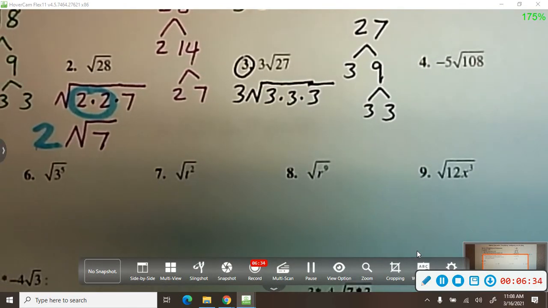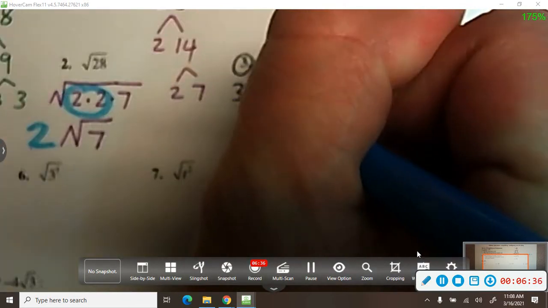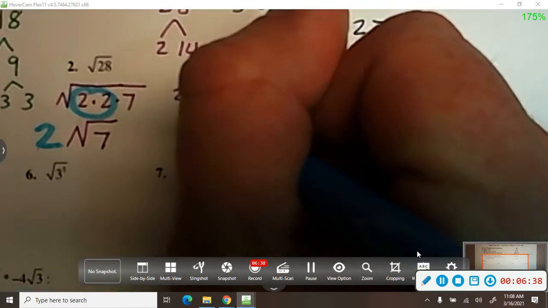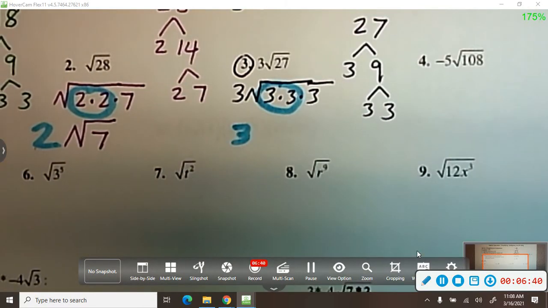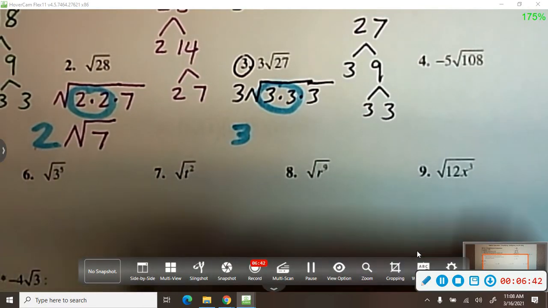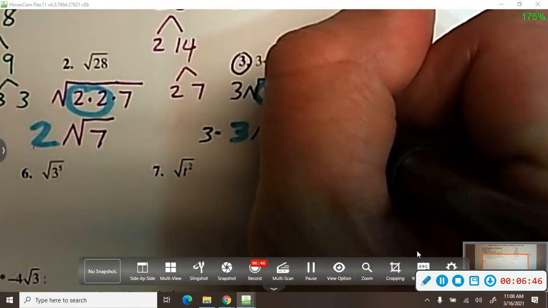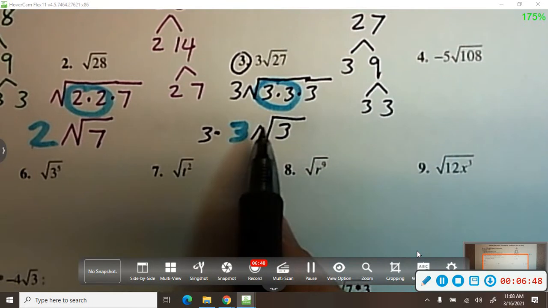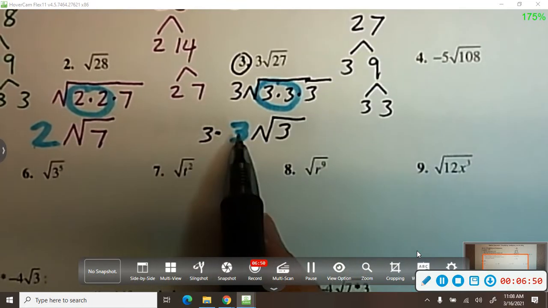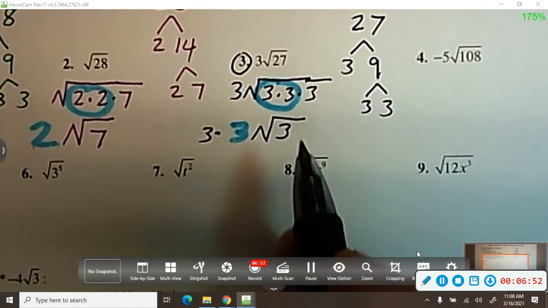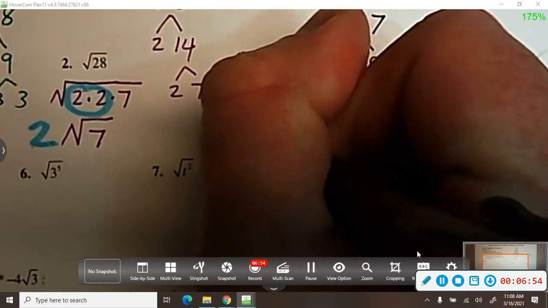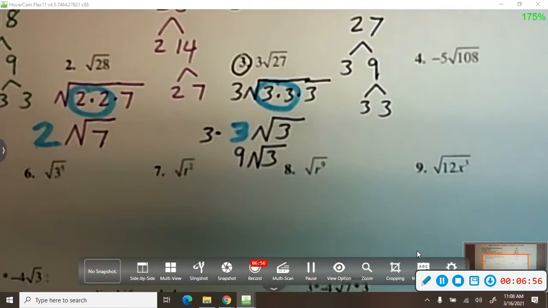From there I look for pairs. I have one pair of 3. It comes out. But there was already a 3 out there. And then a 3 stays inside. So that 3 comes out. There was already a 3 out there. You multiply those. 3 times 3 is 9. You get 9 square root of 3.